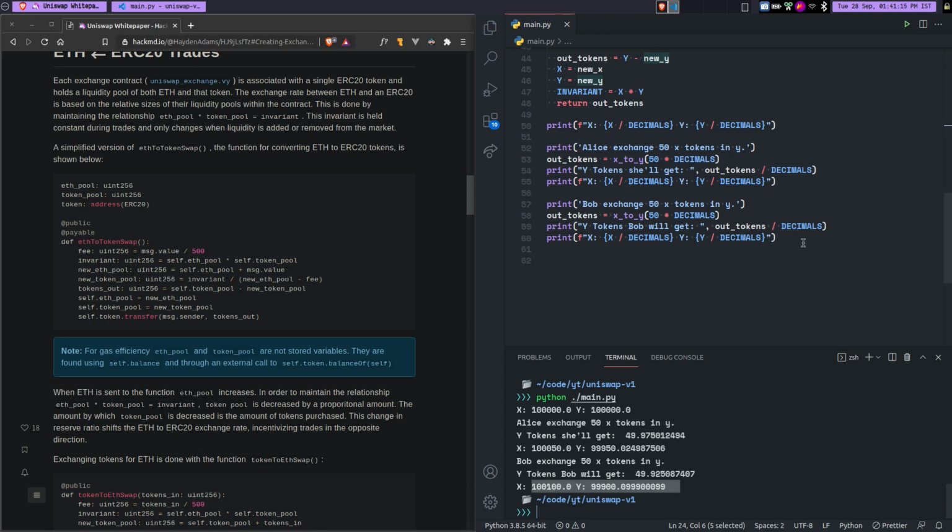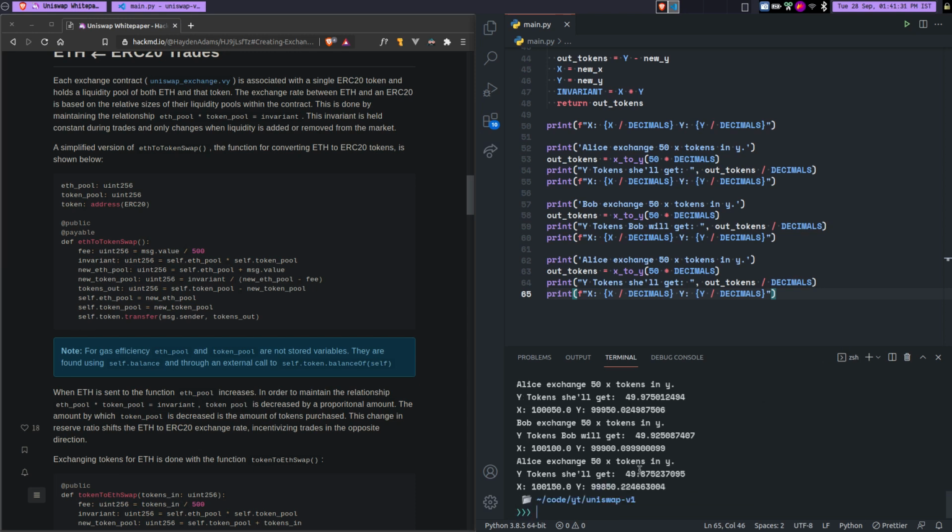In the same sense, if somebody else comes again and wants to exchange 50 X tokens, they will get a much lower amount. Let's do it again. I'm going to copy this Alice case, and let's say she wants to exchange again. Now you can see that initially it was this, then this, and this. The amount of Y tokens is decreasing, and the tokens they are getting were initially 49.97, then 49.92, and now it is 49.87.